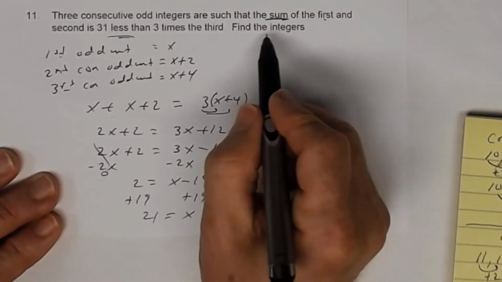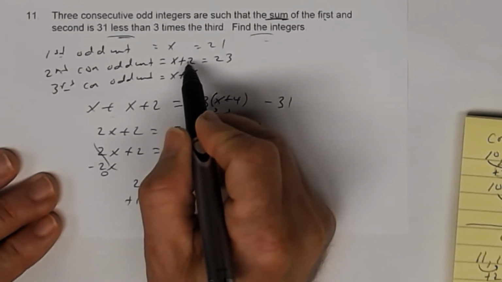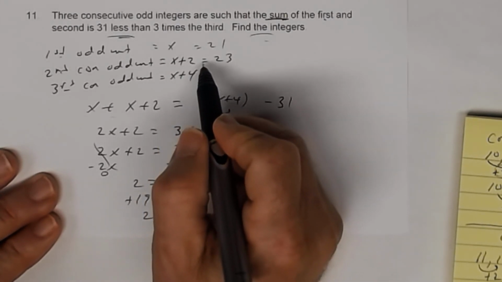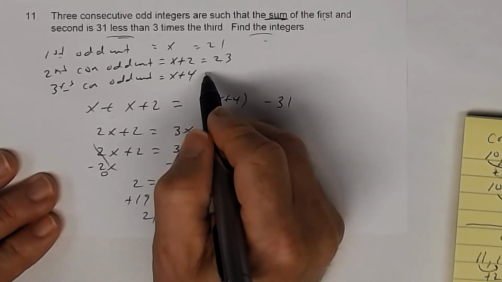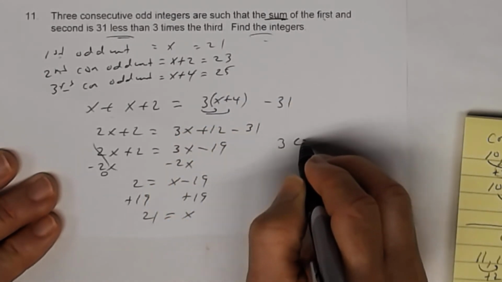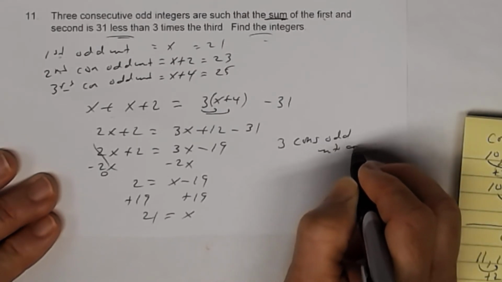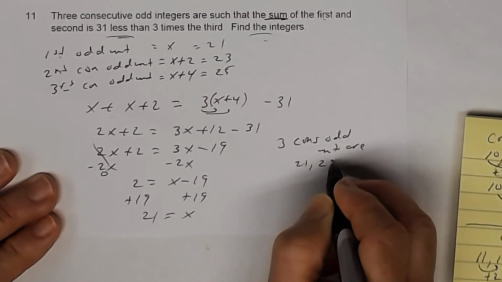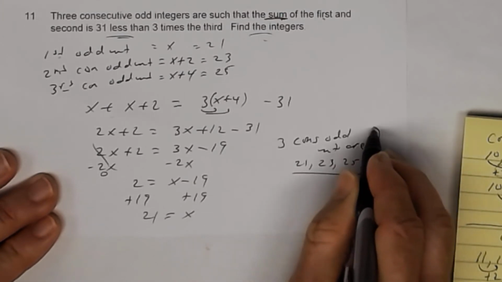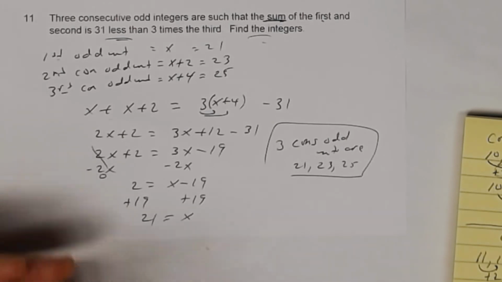Okay, so we're going to find the integers. So my first one's 21, my next one is 23, right? 21 plus 2 is 23, and then 21 plus 4 is 25. So the three consecutive odd integers are 21, 23, and 25. Okay? All right. Now, let's kind of see if it makes any sense.